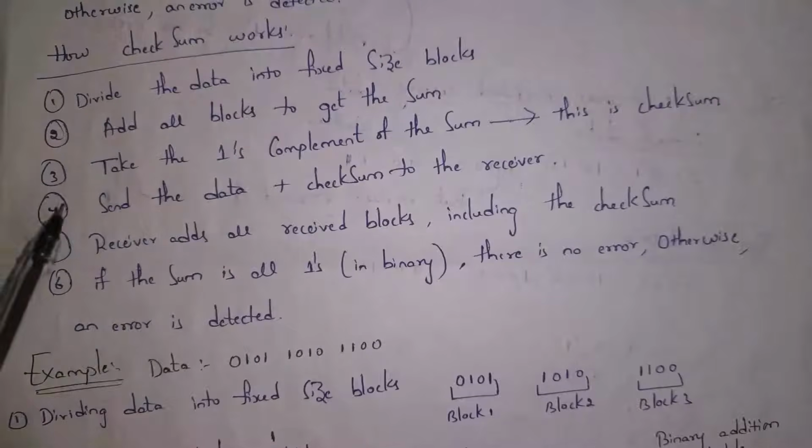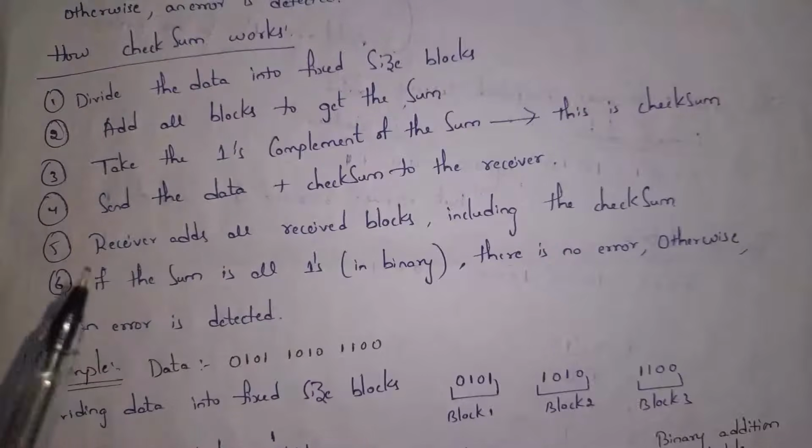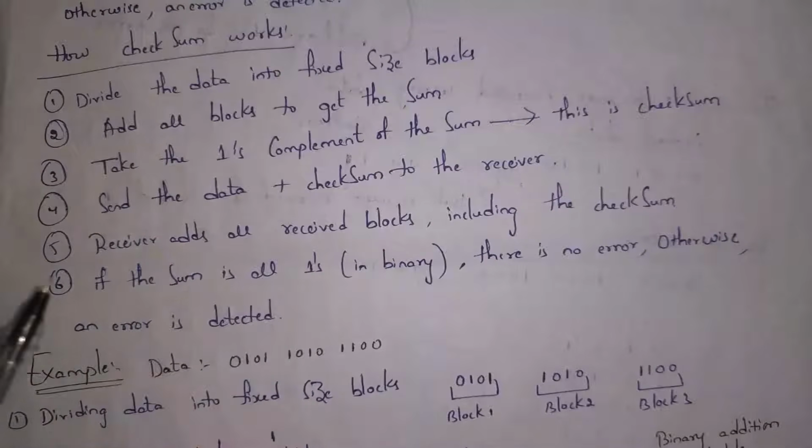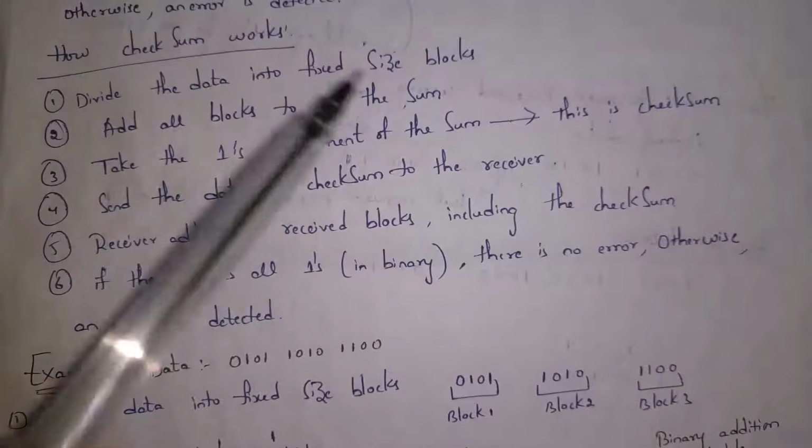Whenever the sender sends data plus checksum to the receiver, the receiver will add all the blocks as well as the checksum. If the sum contains all ones, then there is no error. Otherwise, the data contains errors. This is an algorithm which shows how checksum works.